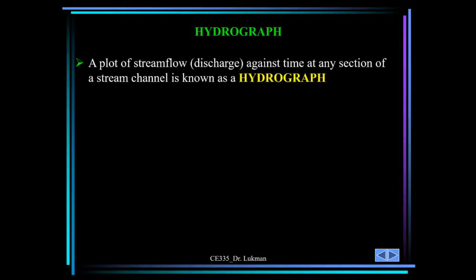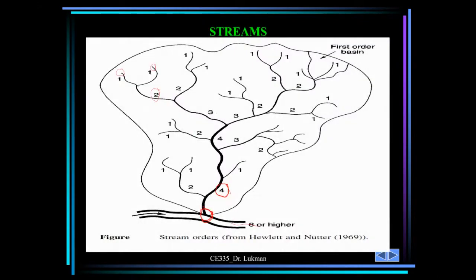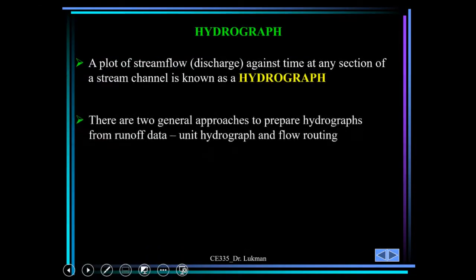Now, hydrograph. A plot of stream flow, that is discharge against time at any section of a stream or channel, is known as hydrograph. That's why we look at the order of the stream, at any point, because water is flowing. When you plot the discharge versus time, you measure the discharge over some interval, and when you plot it, that gives the hydrograph. There are 2 general approaches to prepare hydrographs from runoff data.